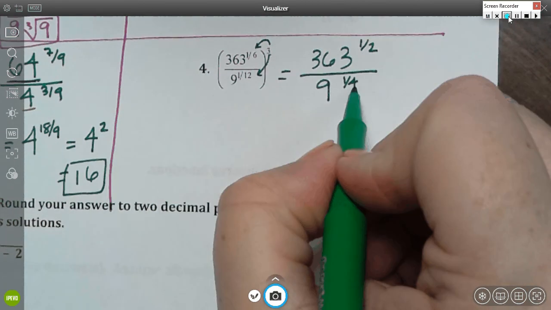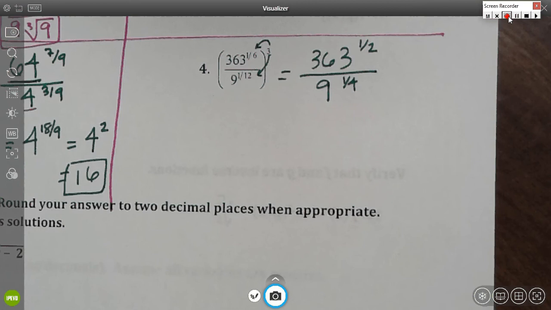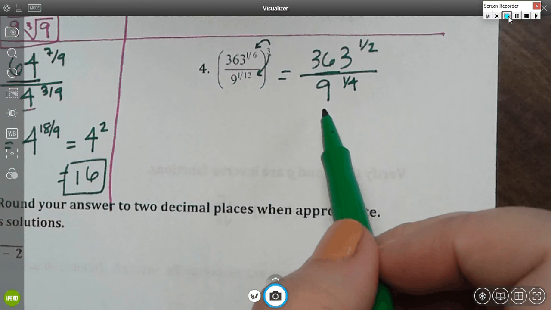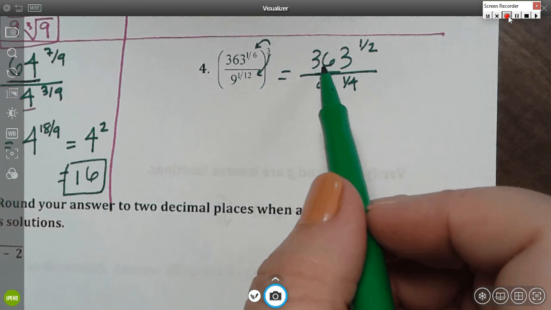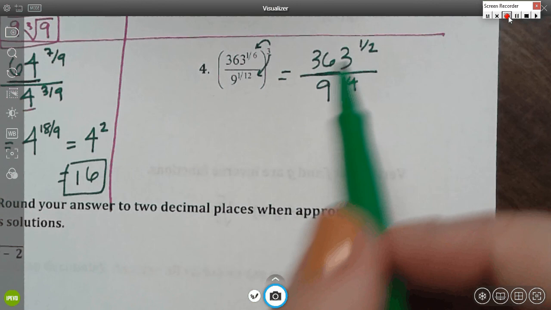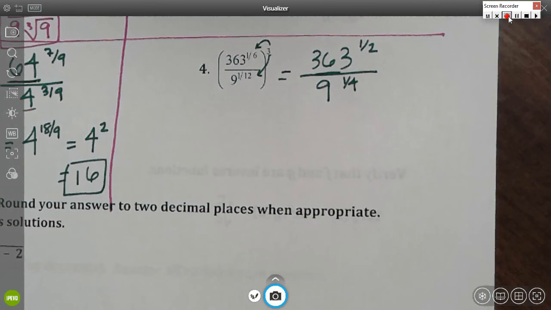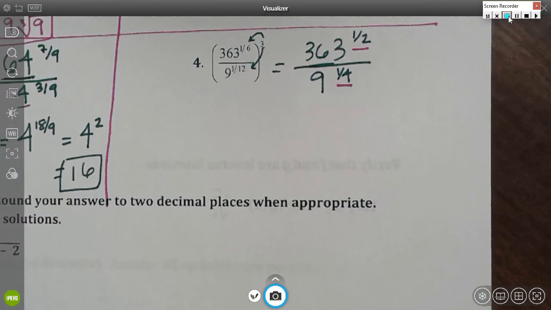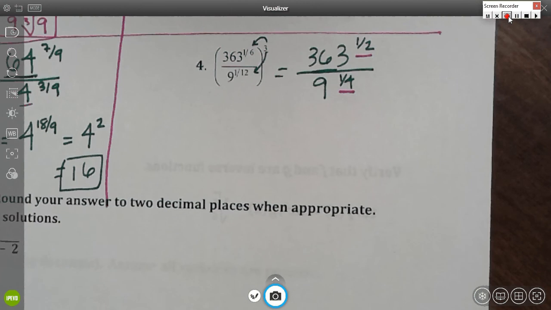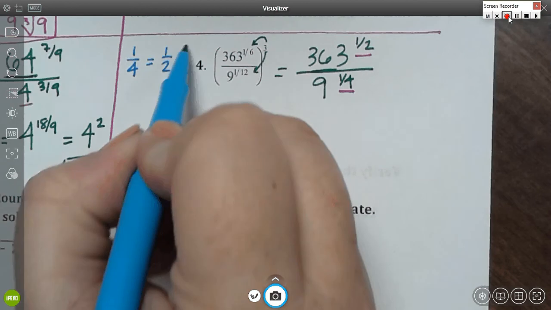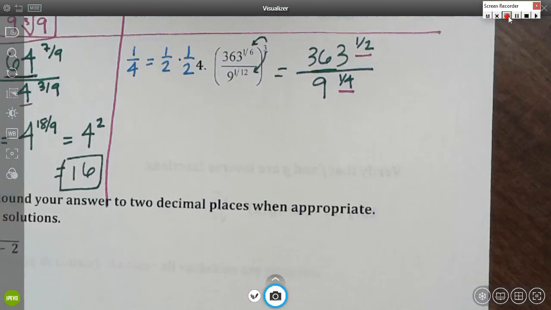So now the question becomes again, can I rewrite 363 and/or 9 to have the same base? No, I can write 9 as 3 squared, but 363 is not a power of 3. So there's really nothing that I can do here to rewrite. But I do notice this 1/2 and this 1/4, right? Those are very closely related, because if you think about it, 1/4 is the same thing as 1/2 times 1/2, right? I can rewrite 1/4 as 1/2 times 1/2.